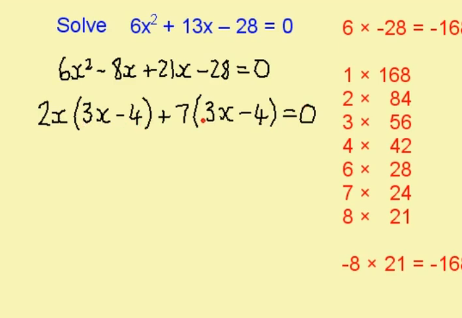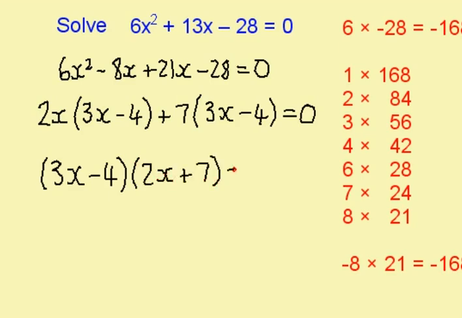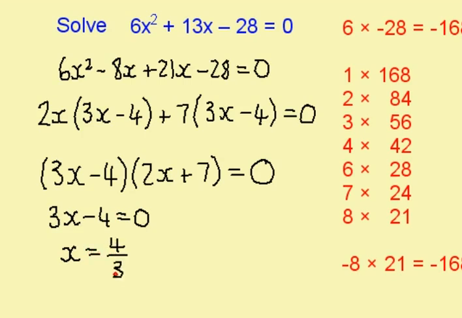I've now found a common factor of 3x minus 4. And left is 2x plus 7. For this equation to equal 0, this bracket or this bracket must equal 0. If this equals 0, then x equals 4 over 3. And if this equals 0, x equals minus 7 over 2. These are my two solutions to my equation.